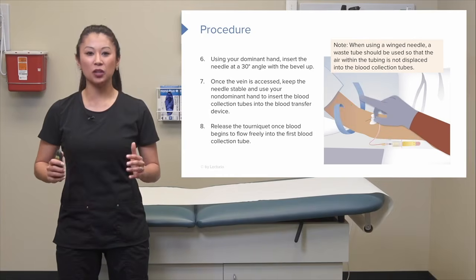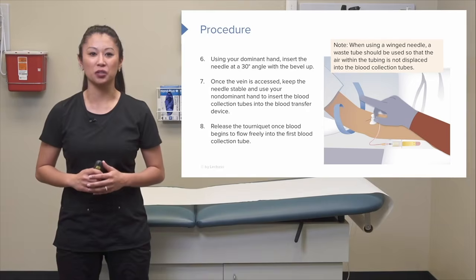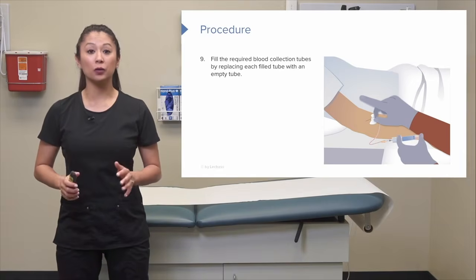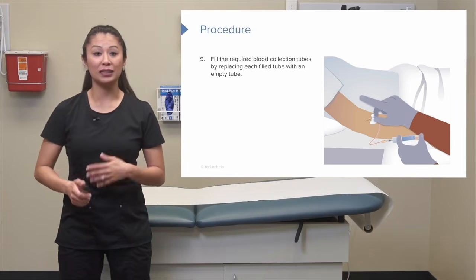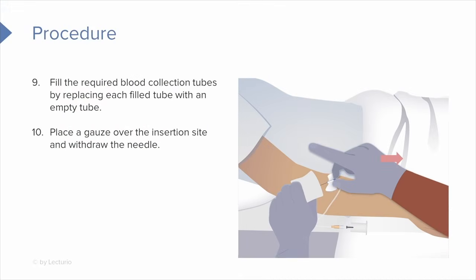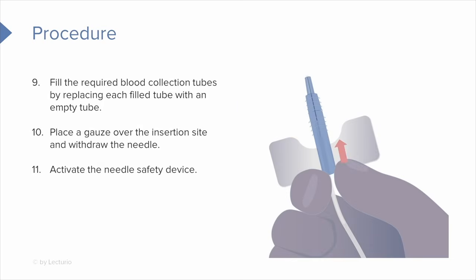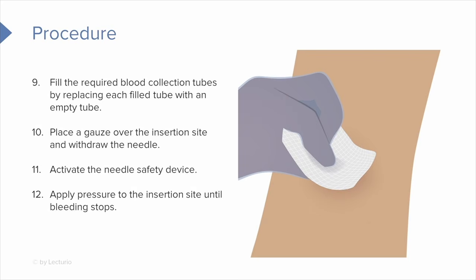Now we can release the tourniquet once the blood begins to flow freely into the first blood collection tube. Now we want to fill the required blood collection tubes by replacing each filled tube with an empty tube. Once we've collected all of our labs, we can place our gauze over the insertion site and withdraw the needle. And of course, activate the needle safety device. It's a good idea to hold pressure to the insertion site using that gauze until the bleeding stops.